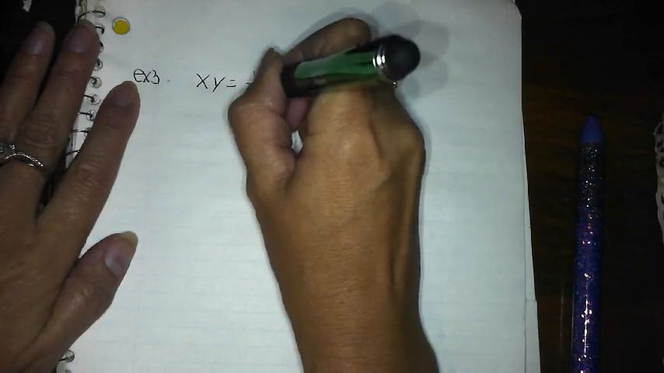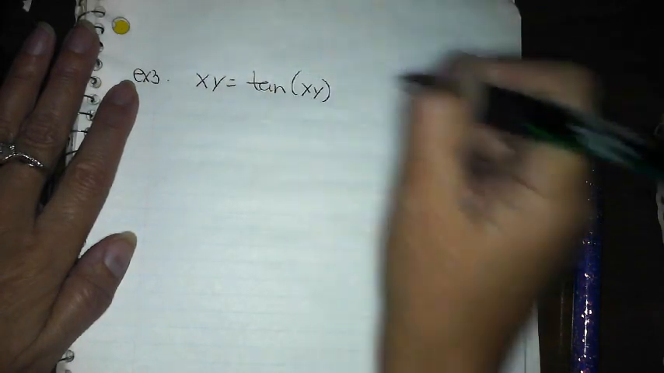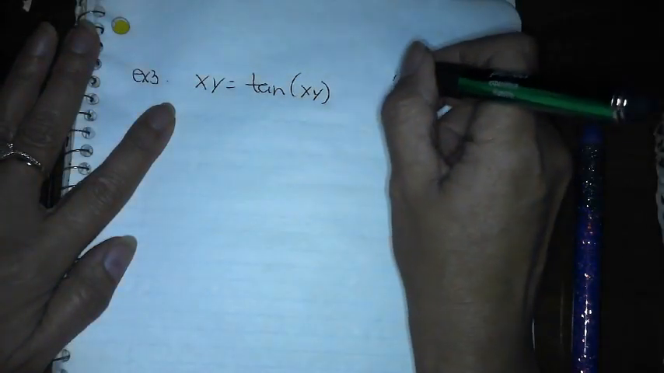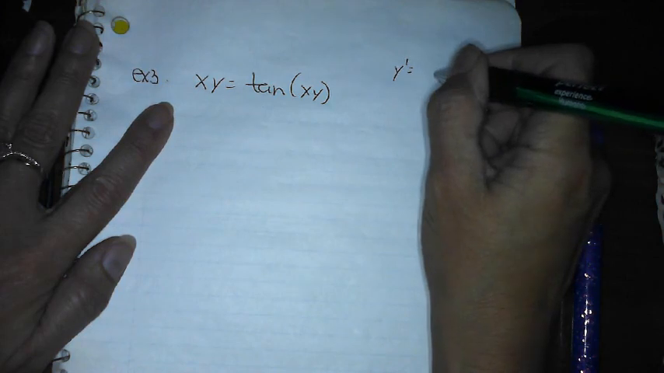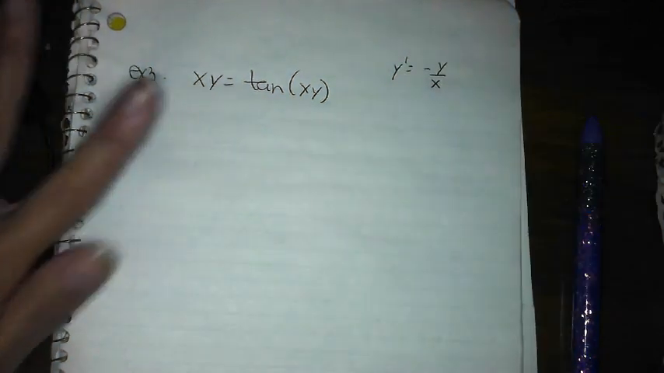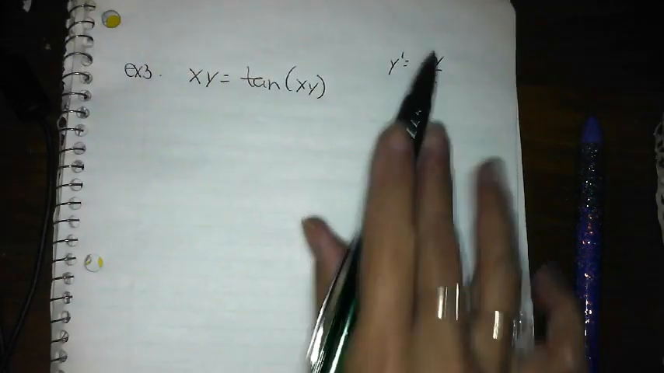Number 3. This one's a doozy. xy equals tangent of xy. Now, I'm going to tell you what the answer is. So we're not done until we get y prime to equal negative y over x. That simple. All this is going to turn into just a simple fraction.